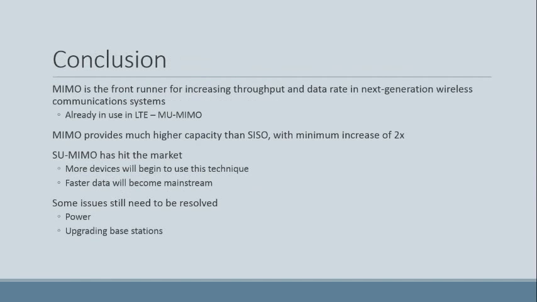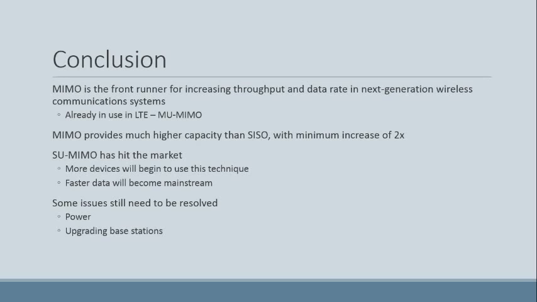Alright, so before I move on to MATLAB to talk more about the code and run a few more simulations, we'll wrap up this presentation. MIMO is currently the front runner for increasing the throughput and data rate in next generation wireless communication systems. In fact, it is already in use to an extent in LTE through multi-user MIMO. MIMO provides a much higher capacity than SISO and also MISO, with a minimum increase of 2x.